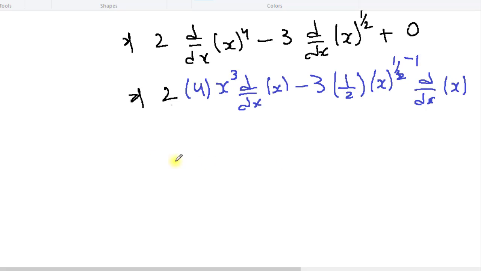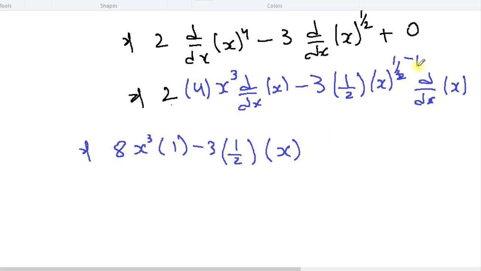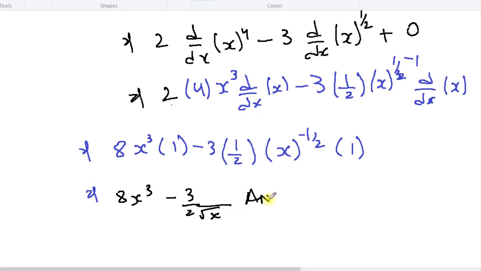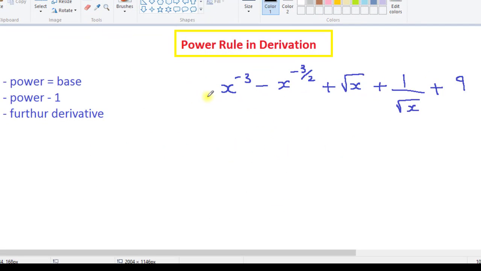Okay, and now the next step is 2 into 4 is 8 and x cube, and then minus 3 into 1 by 2 into x power 1 by 2 minus 1, it becomes minus 1 by 2, and then it becomes 1. If we simplify it, our answer becomes 8x cube minus 3 by 2 under root x, and it is your answer. You got it? So let's solve our last example. Our question is x power minus 3 minus x power minus 3 by 2.